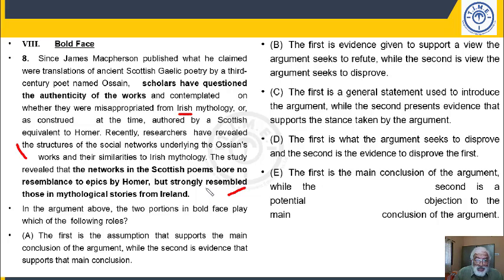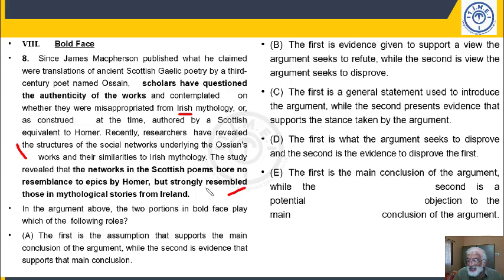A. The first is the assumption that supports the main argument. No, scholars have questioned the authenticity. Authenticity is not the assumption. It's the argument of the scholars. That means they are saying that this is wrong. While the second is evidence that supports that main conclusion. Now, the first is not the assumption that supports the main conclusion. The first is the main conclusion, and the second is evidence that supports that conclusion. Right? So it's not A.